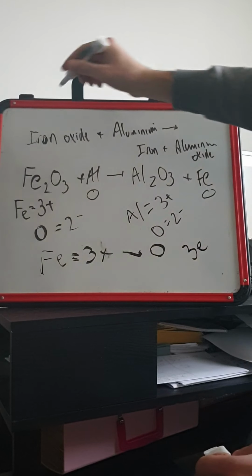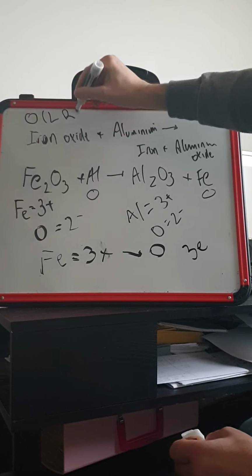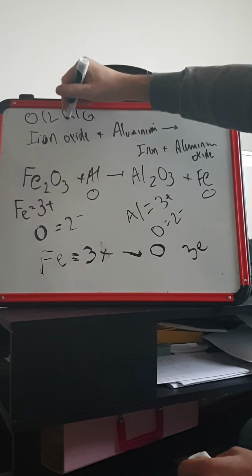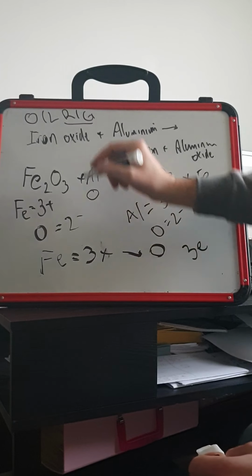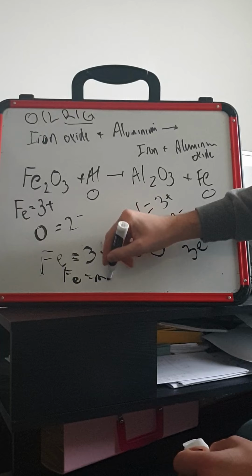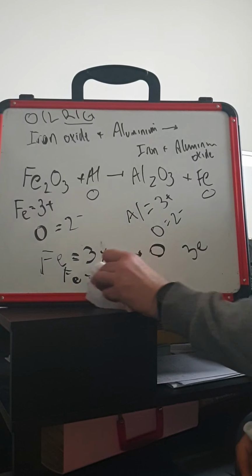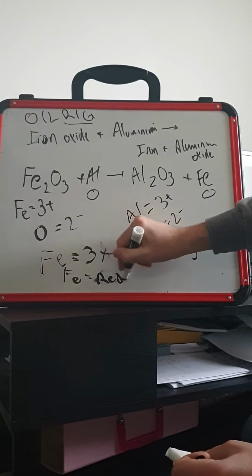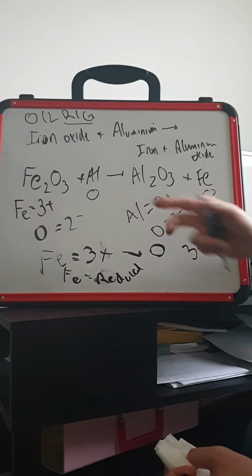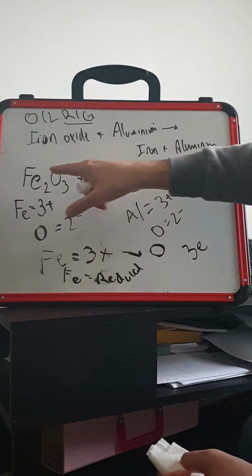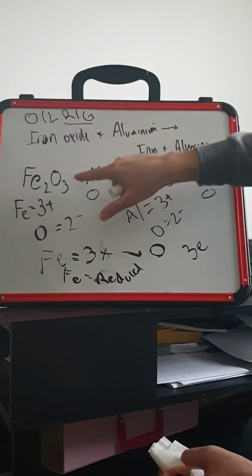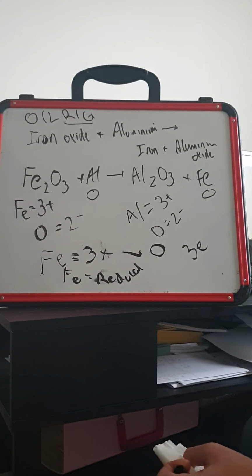So looking at our acronym, OIL RIG, oxidation is loss, reduction is gain. This one had to gain 3 electrons, reduction is gain. So iron has been reduced, okay? Fe has been reduced. And as you can see, that ties in with the actual removing or adding of oxygen. So Fe's gone from 3+ to 0. In other words, it's had to gain 3 electrons to go from that 3+ to a 0. Gain 3 electrons, reduction is gain. So iron's been reduced in terms of electrons.